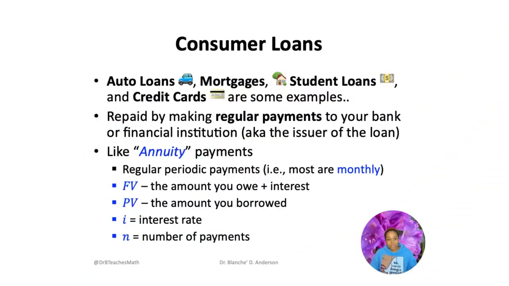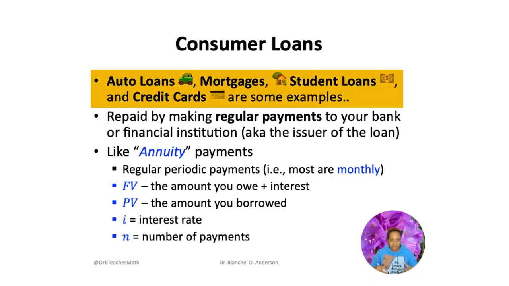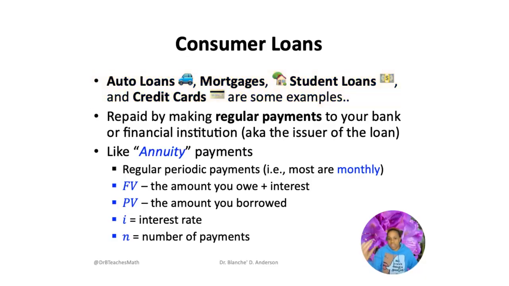So consumer loans, as you know, consist of auto loans, mortgages, student loans, credit cards, any type of financial product where you go to a financial institution and say, hey, I need this money. They give you the money. They charge you interest and you pay back. You make payments. You make regular payments, right?